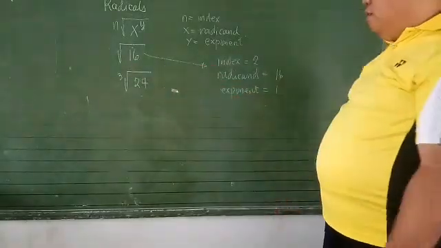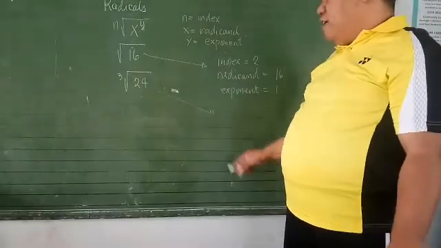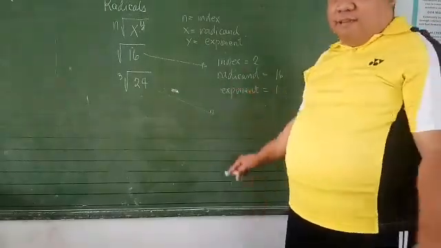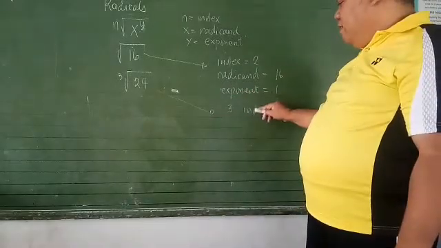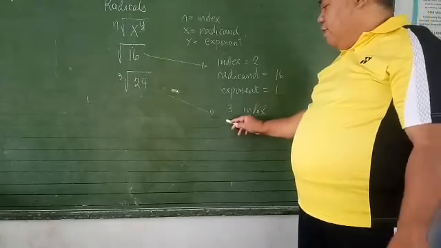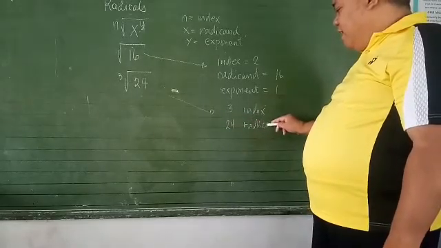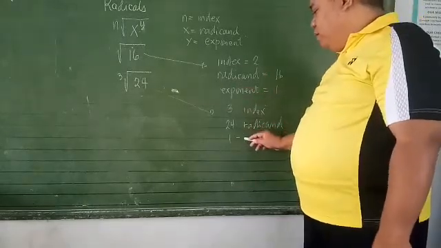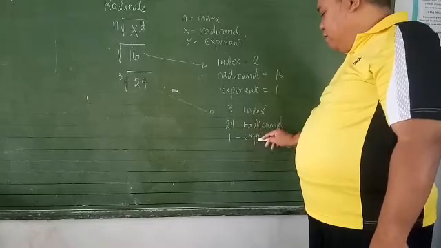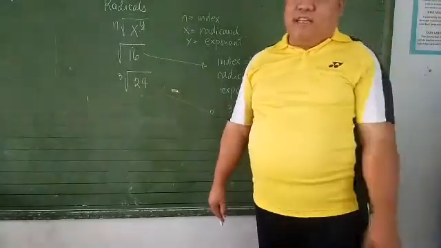That's the exponent. Now, what about in number 3? Ano ang kanyang index? The index is 3. Ano ang kanyang radical? The radical is 24. And the exponent is 1. Those are the basic parts of the radical expression.